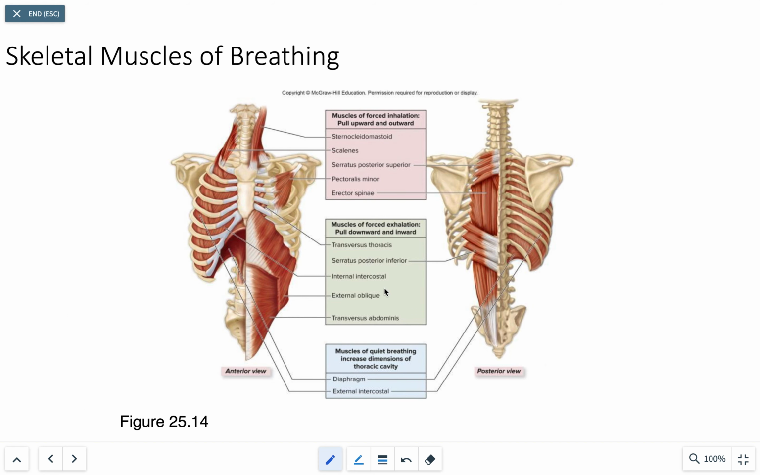So with the skeletal muscle aspect, we know that the muscles of quiet breathing are primarily through the diaphragm. Inhalation occurs with the diaphragm and the external intercostals. We know that the diaphragm is innervated by the phrenic nerve. In quiet breathing, as you inhale, the diaphragm and external intercostals allow oxygen to come into the lower respiratory system.